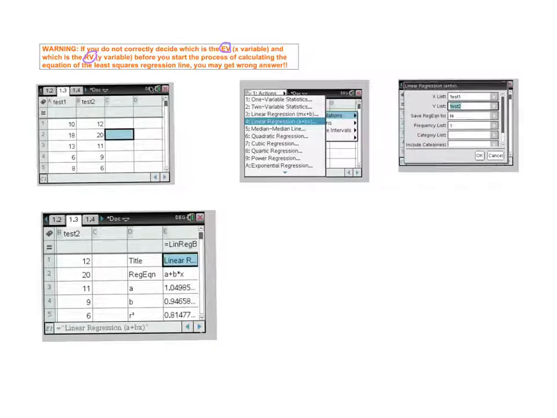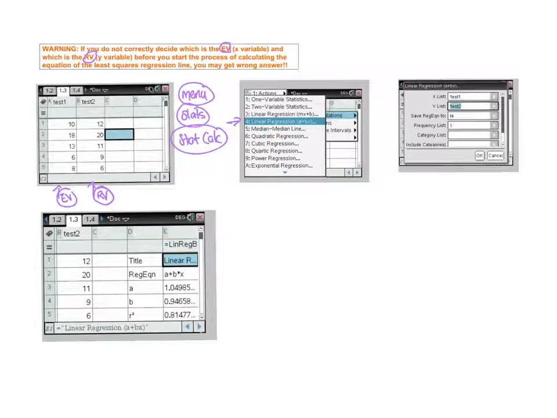So I'm going to use the example we used the other day. We've got test 1, which was our EV, and then we've got RV for test 2. So you've got your two lists in, and you do the same for where you get the R value. So we go menu, stats, stat calc, and then we're going to go down to this one, linear regression equation.